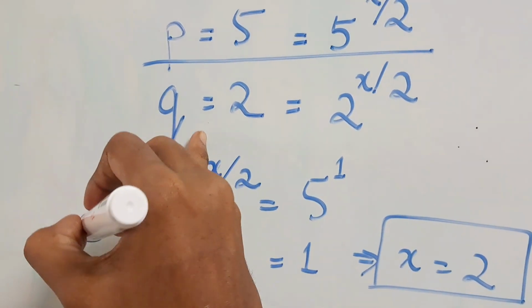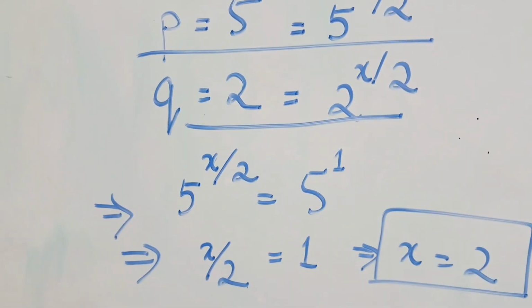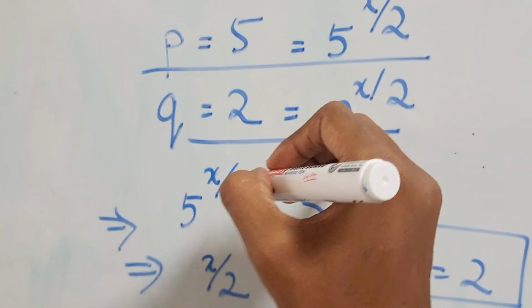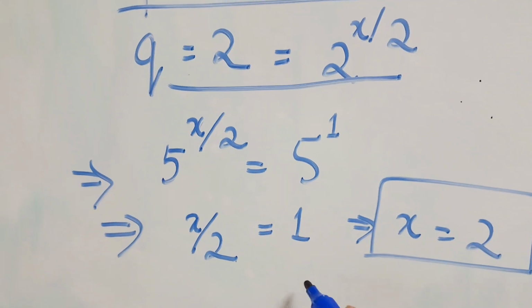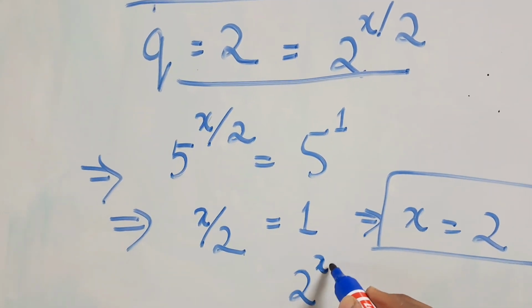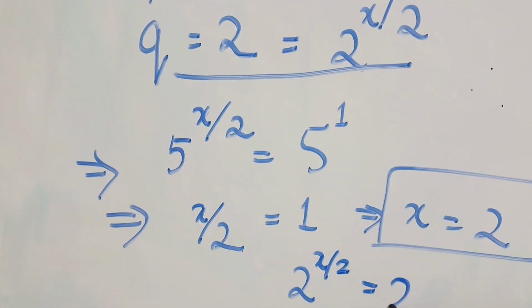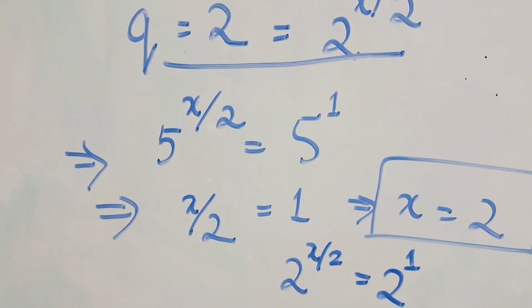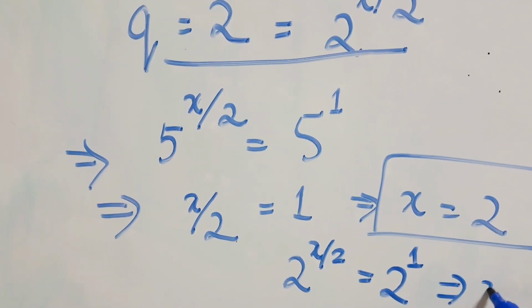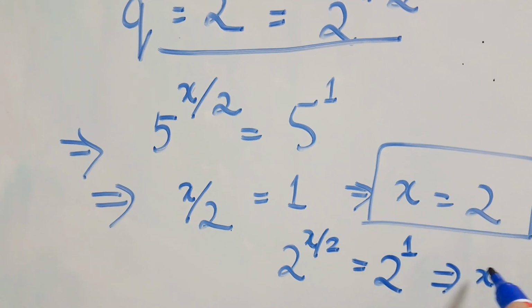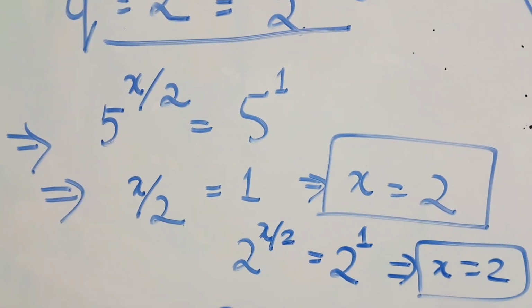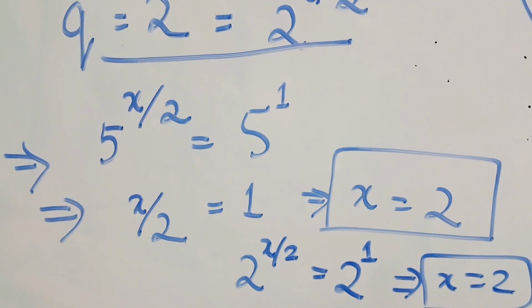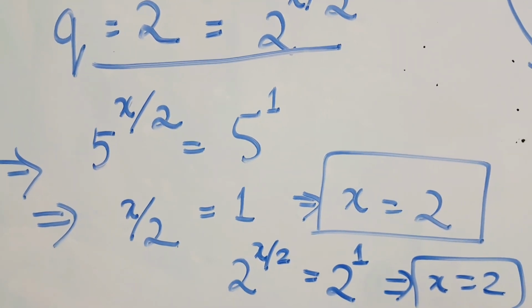We can apply a similar method for this also. That means 2 raised to the power x by 2 is nothing but 2, which is 2 to the power 1, from which we also get x by 2 equals 1 and x equals 2. From either equation we get the same value of x. We need only this value of x. So x equals 2.